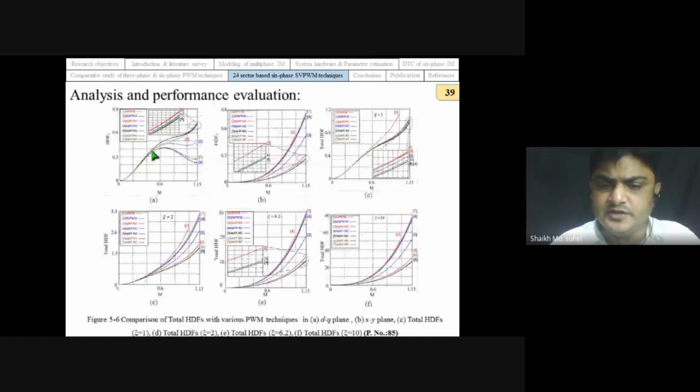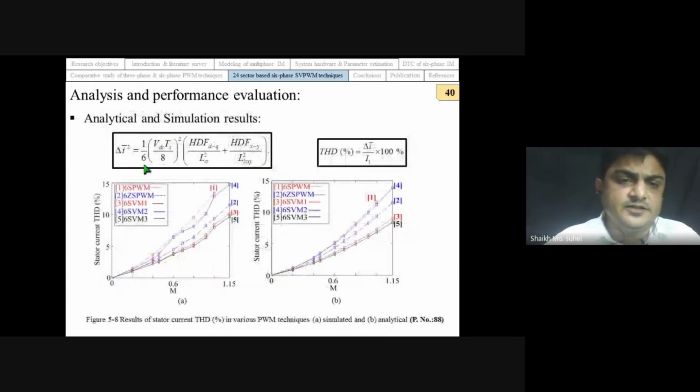What we can observe here is that our newly developed PWM technique, that is 6-phase SVM3, has the lowest HDF. Lowest HDF means that it can produce the lowest stator current distortion among all the continuous PWM techniques, including our existing PWM technique, that is 6-phase SVM1. To analyze this further, we have used analytical and simulation results.